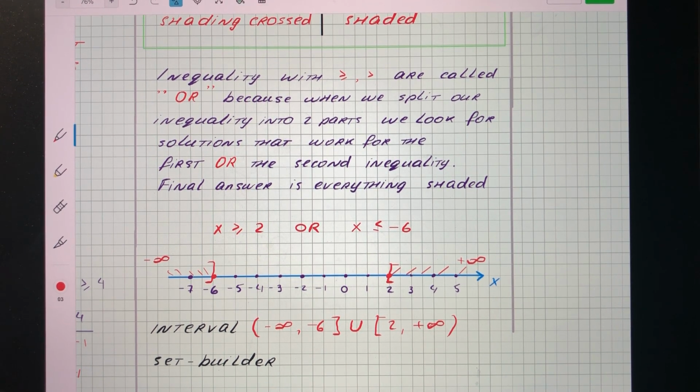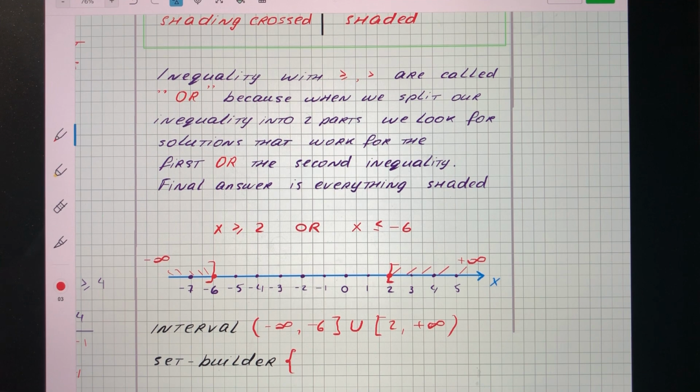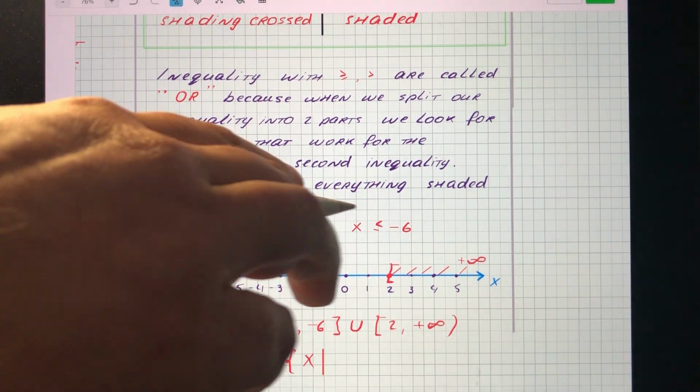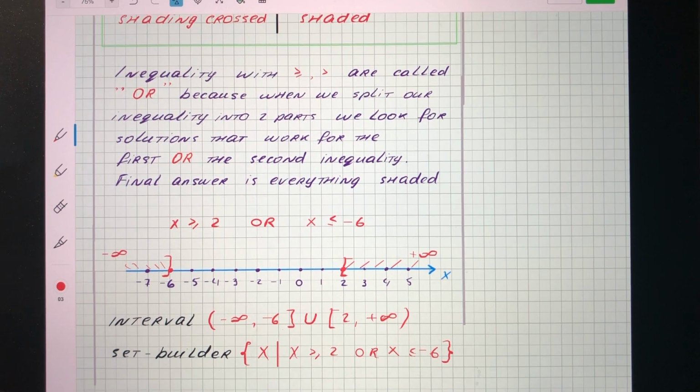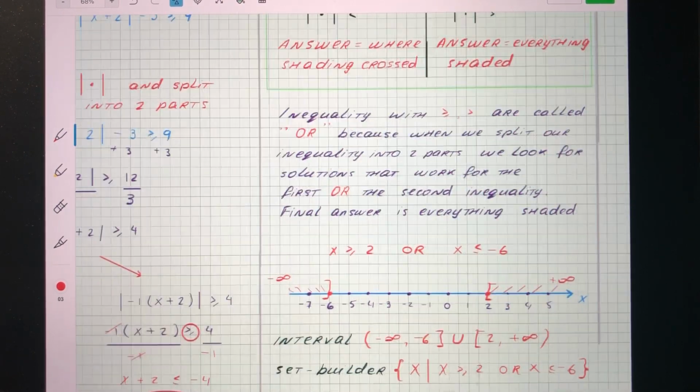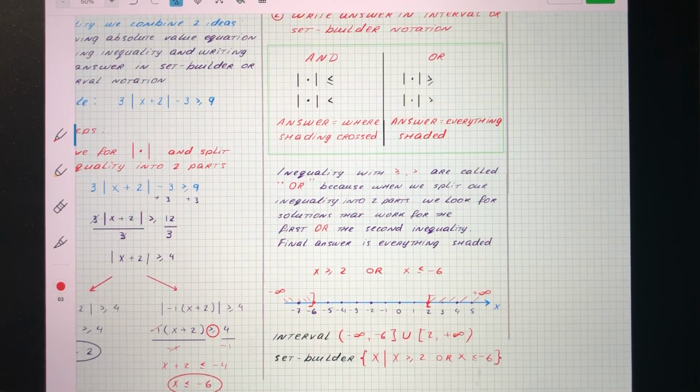In set builder notation, we begin with the curly parentheses. Our variable is x, such that, and then we write this condition exactly as it is: such that x is greater or equal to 2, or x less than or equal to negative 6, close curly parentheses, and that's the answer to our absolute value inequality in the set builder notation.